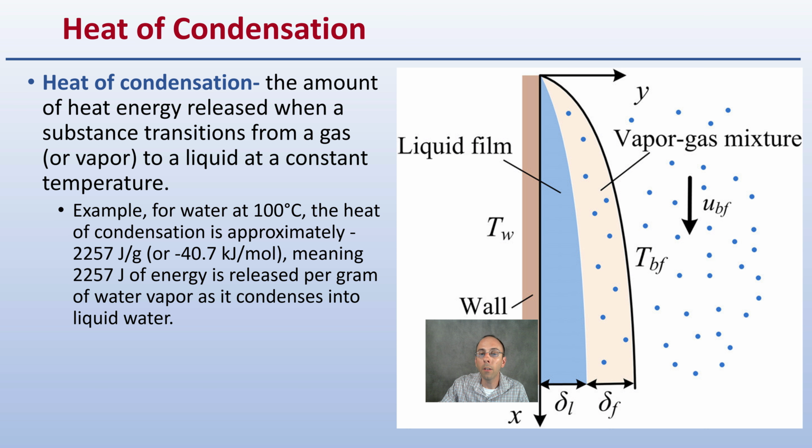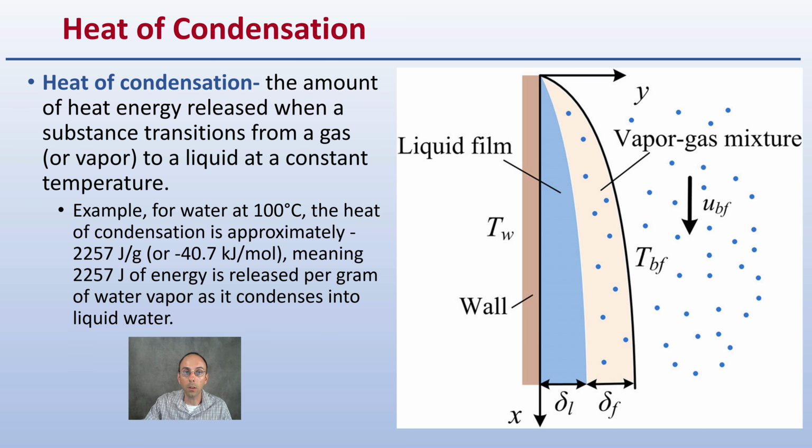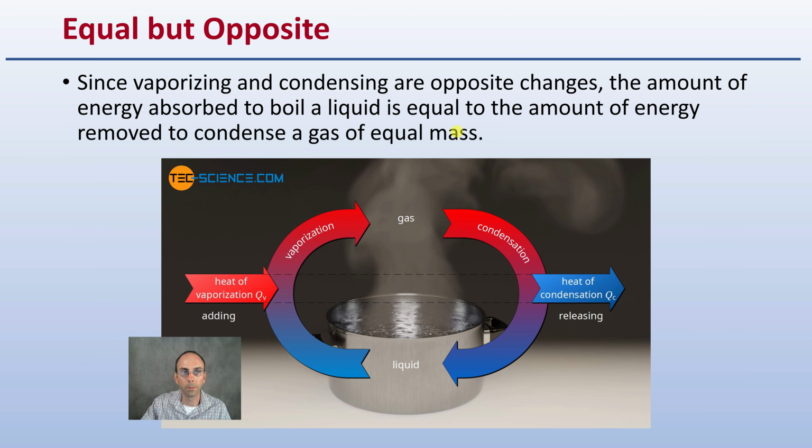gaseous state. So the opposite would be condensation, the amount of energy released when a substance transitions from the gaseous or vapor stage to that liquid at a constant temperature. So looking at our water, again, 100 degrees Celsius, the heat of condensation is approximately 2,257 joules per gram, meaning that much energy is released per gram of water vapor as it condenses and slows down into that liquid water form. So again, things to kind of consider.